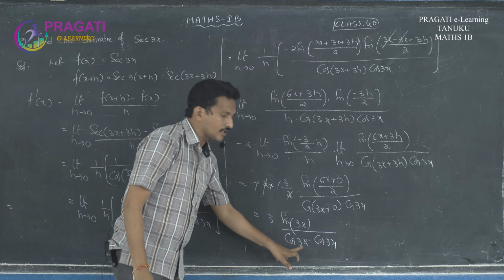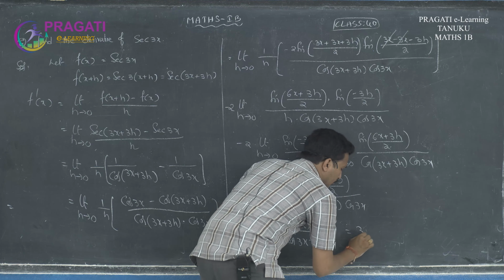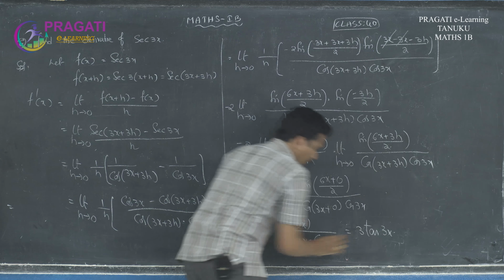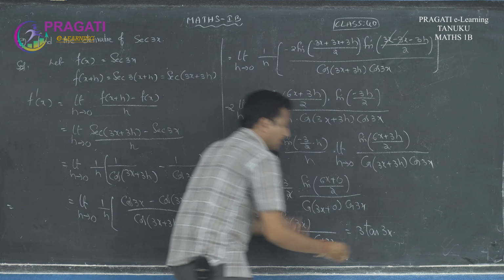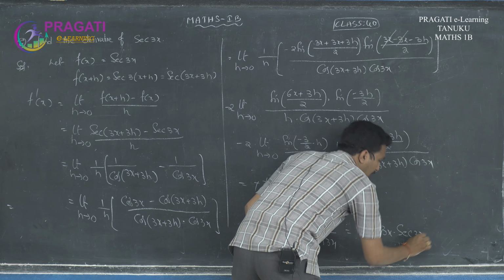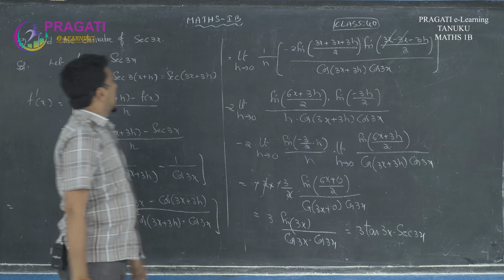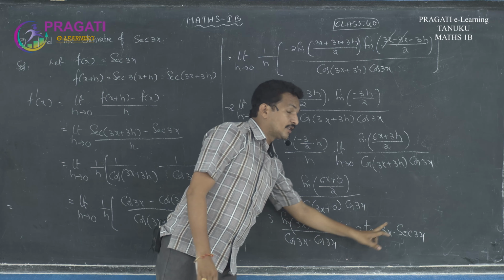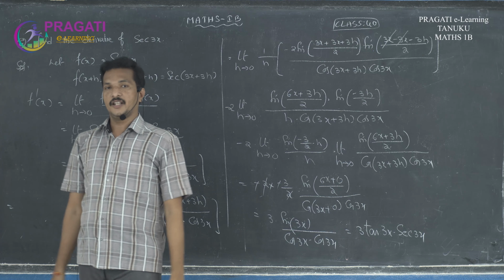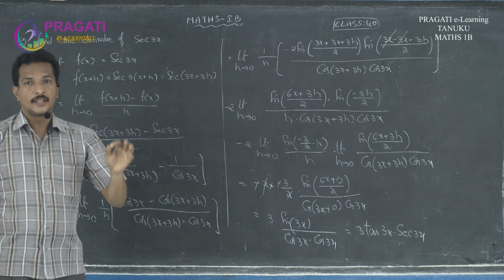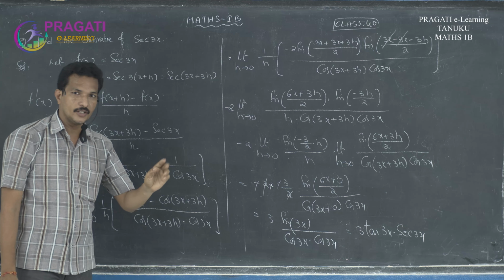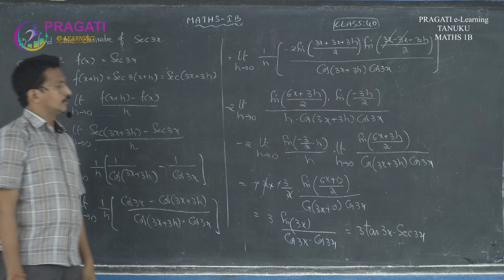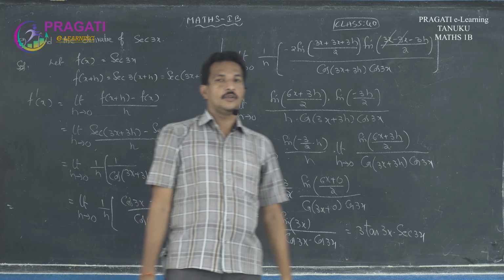Sin theta by cos theta is equal to tan theta. So 3 into tan 3x into, here the denominator cos 3x is converted to secant 3x. Finally, the derivative of secant 3x is 3 tan 3x into secant 3x. It is one of the most important 4 marks questions in the derivative section. Okay, today the class is completed. Tomorrow we will meet again.